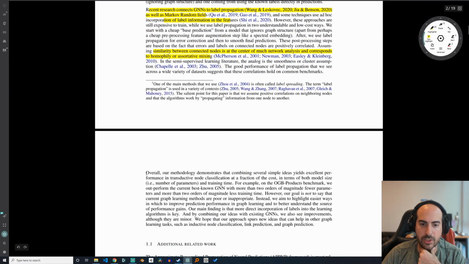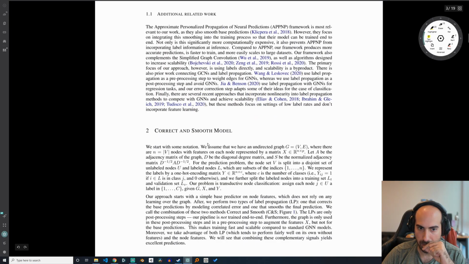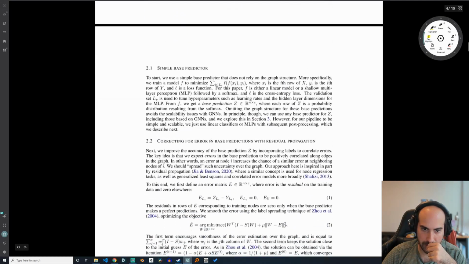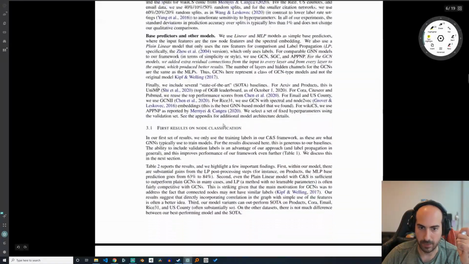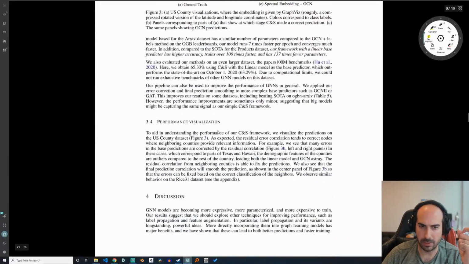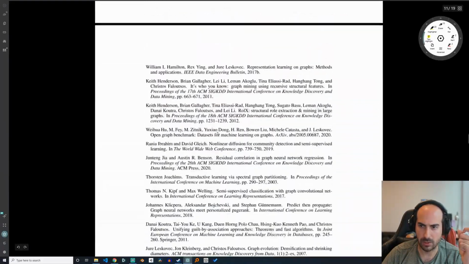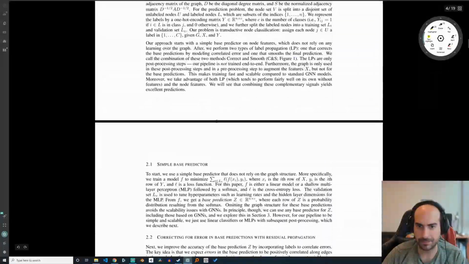So overall, our methodology demonstrates that combining several simple ideas yields excellent performance with a fraction of the cost. On the OGB products benchmark, we outperform. Okay, I think let's just go to the notation, because let's see, what is the algorithm? Okay, so it's just 2 pages and then the rest is experiments. So we already sort of know that the experiments are good. So let's dive straight into the core algorithm to see how it works.